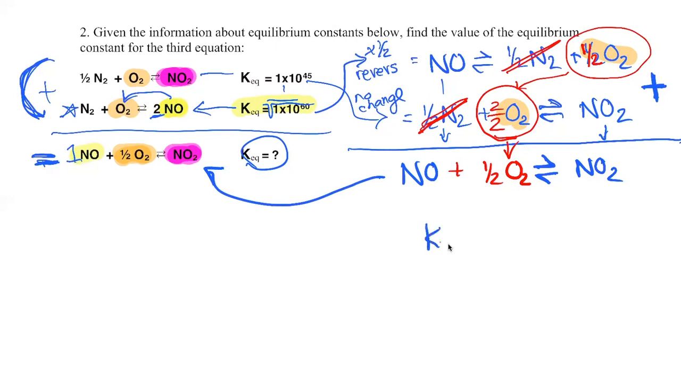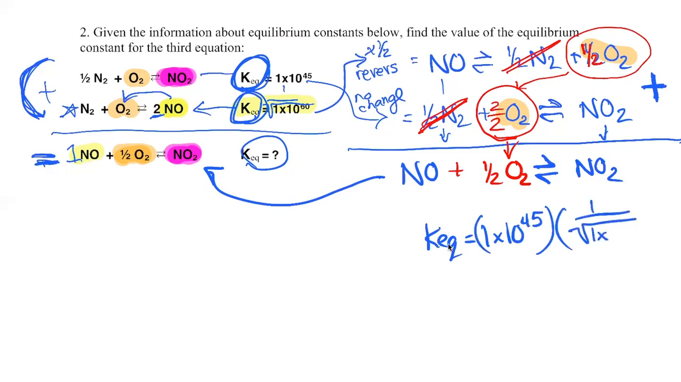So my KEQ for the target reaction, okay, is going to be the first one times the second one. So 1 times 10 to the power of 45 times 1 over the square root of 1 times 10 to the power of 60. Okay, and that's going to give me 1 times 10 to the power of 15 as the final KEQ for my target reaction.